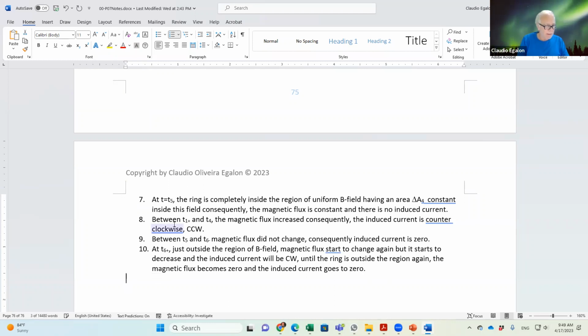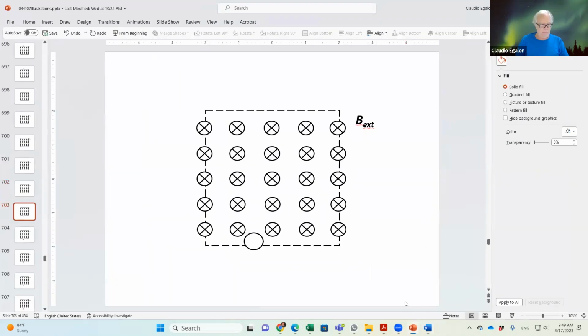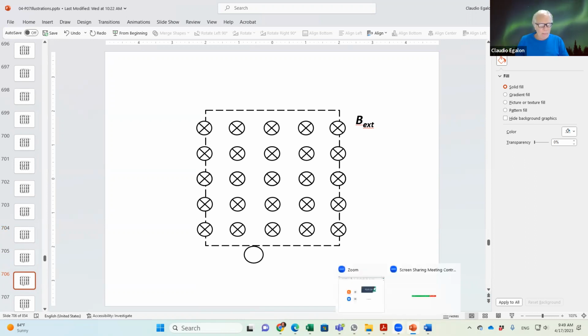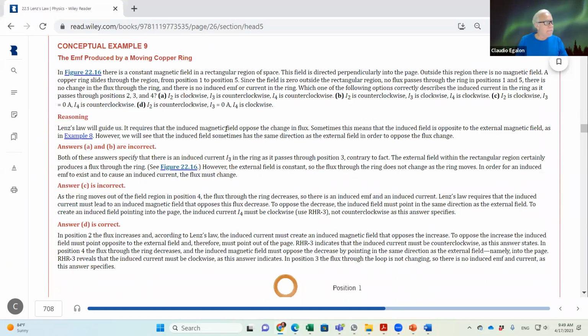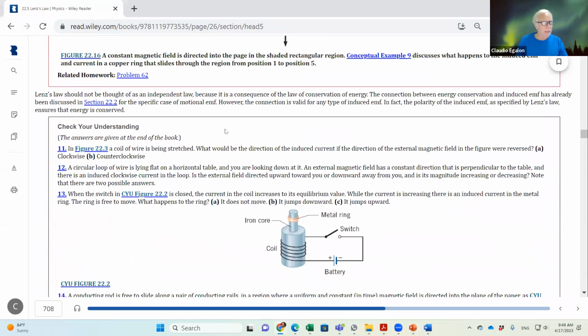Okay? So that's how the whole story goes. Magnetic flux, induced current becomes clockwise now. Magnetic flux decreases, right? And now it's exactly equal to 0. At this very moment, the induced current becomes 0. That's what this example is all about in the book. Okay? And this Example 9, any questions about that?